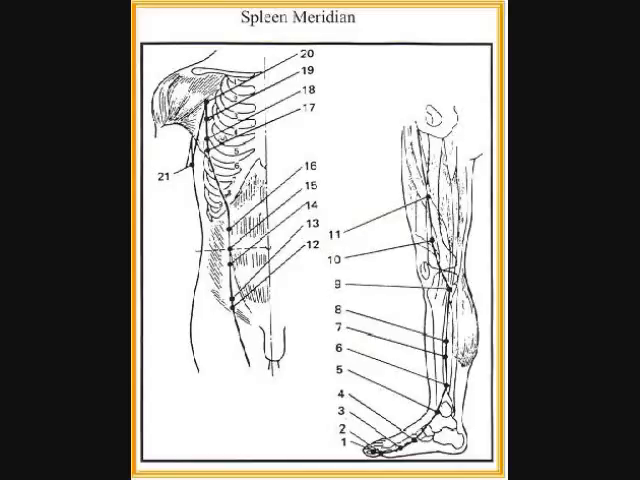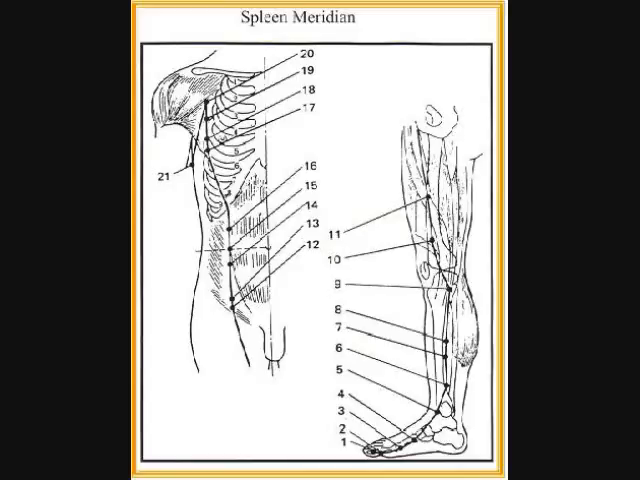Spleen 13. 0.7 cun latero-superior to spleen 12, 4 cun lateral to the Ren meridian. Spleen 14. 1.3 cun below spleen 15, 4 cun lateral to the Ren meridian, on the lateral side of M. rectus abdominis.